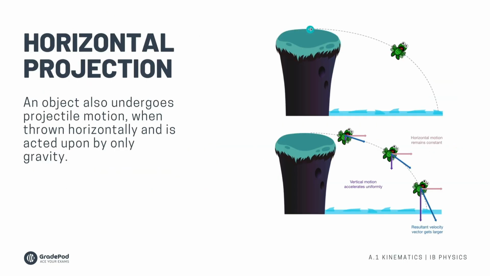Horizontal projection is when it's projected horizontally to begin with, and the trajectory looks like this. A key point in looking at projections like this is that the vertical velocity of the object at the start is 0.